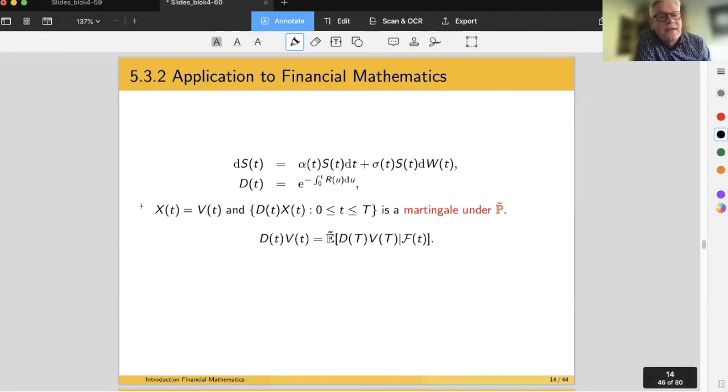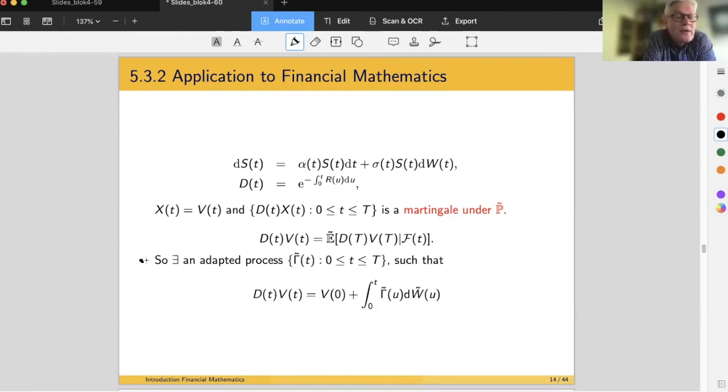Moreover, we have seen that at any time, the value of the portfolio process, X(t), is equal to the value of the option, V(t), and specifically the discounted portfolio process, capital D(t) X(t), 0 less or equal to little t less or equal to capital T, is a martingale under P tilde. So by that definition, we have that the discounted option at final time, the expected value under the P tilde measure with the filtration up to time t, is the discounted option value at time little t.